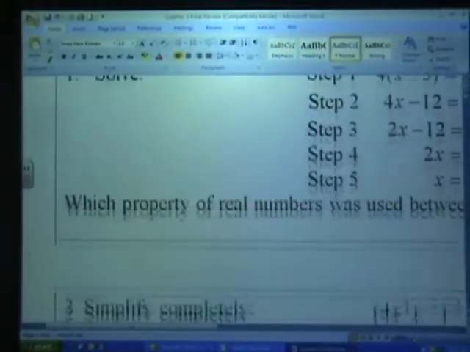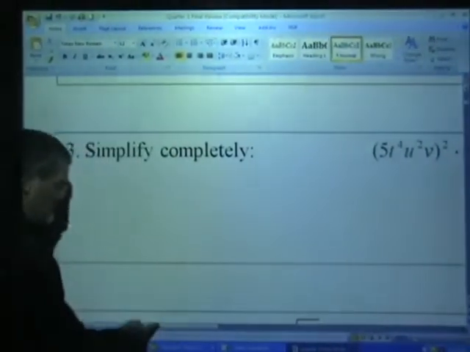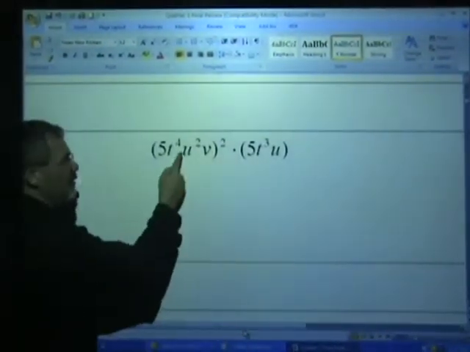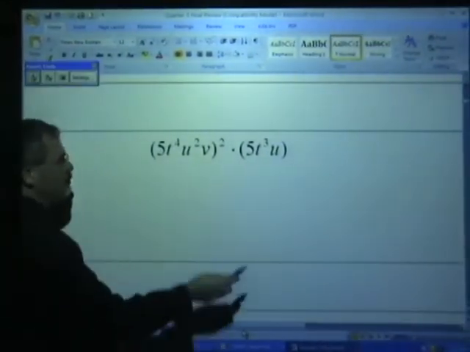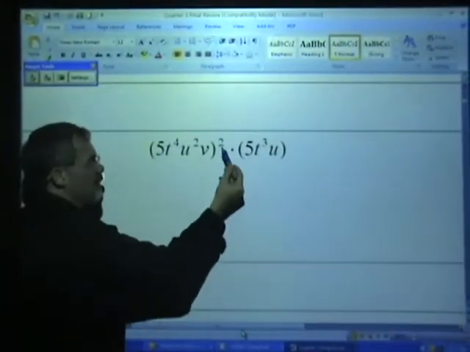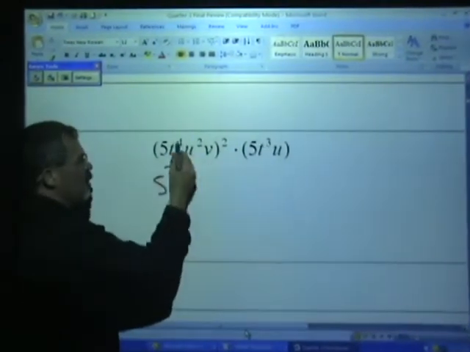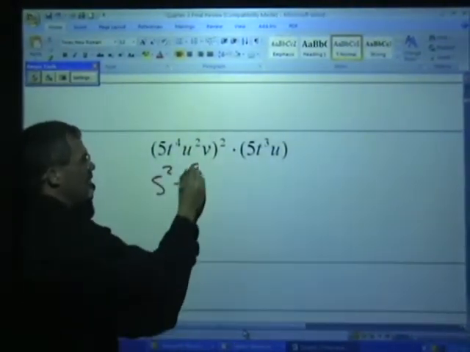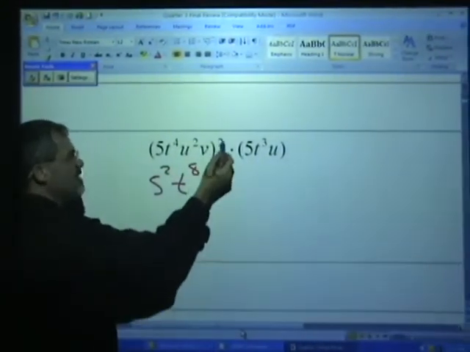You got to scroll down to 3. All right, here we are. What we learned in this class about multiplying monomials that have exponents is this: first, if there's an exponent outside the parentheses, we have to deal with that first. Ready? So we're going to go 5 squared. T to the 4th squared is where we multiply 4 times 2, 8. U squared squared is 2 times 2, u to the 4. And v squared is just v squared.